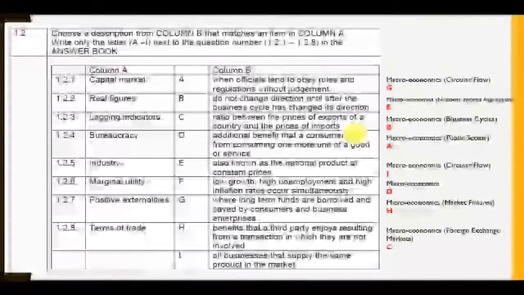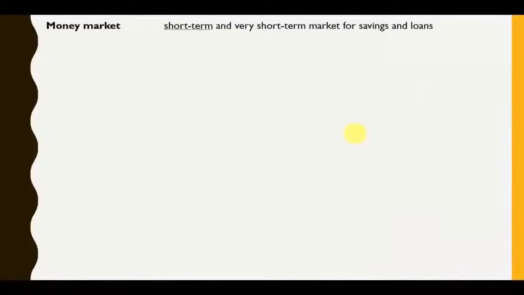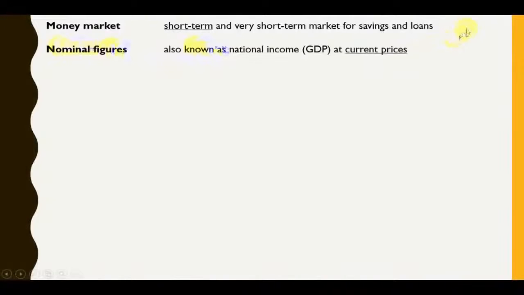Okay, so just like I did with multiple choice, there are one or two things I just want to pick up. So we had a look at the capital market, and remember that was long-term investment, long-term funds. The other side of the coin is the money market, grade 12. We did this under the circular flow, and this is the market for short-term and very short-term savings and loans.